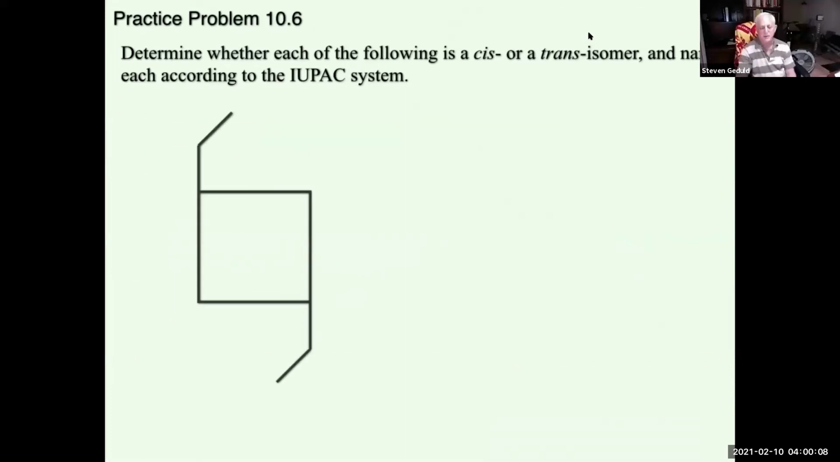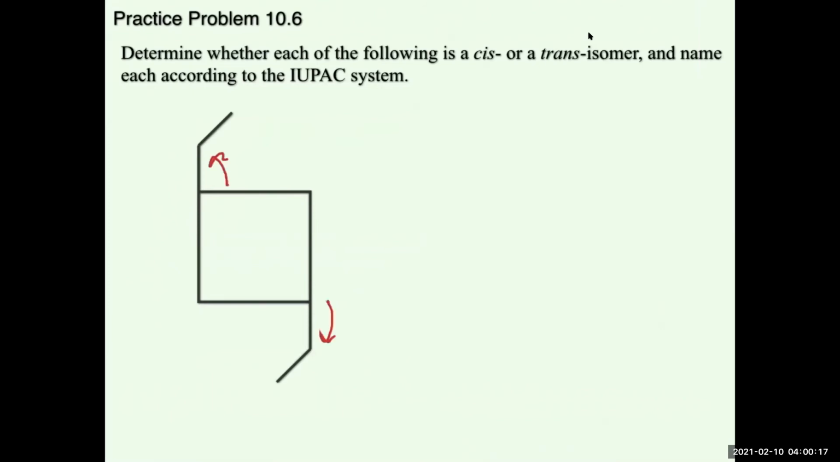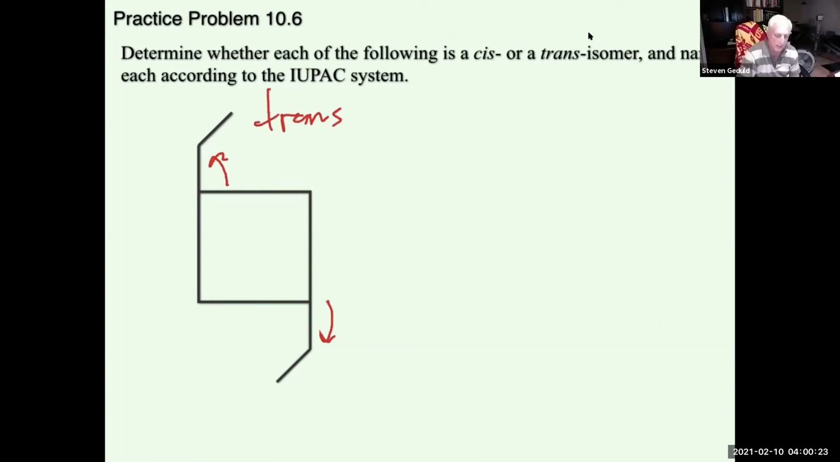Okay, is that cis or trans? This is on top. This is on bottom. Trans. So this is a trans. Okay. And what is the base name? It's a cyclo what? Butane.